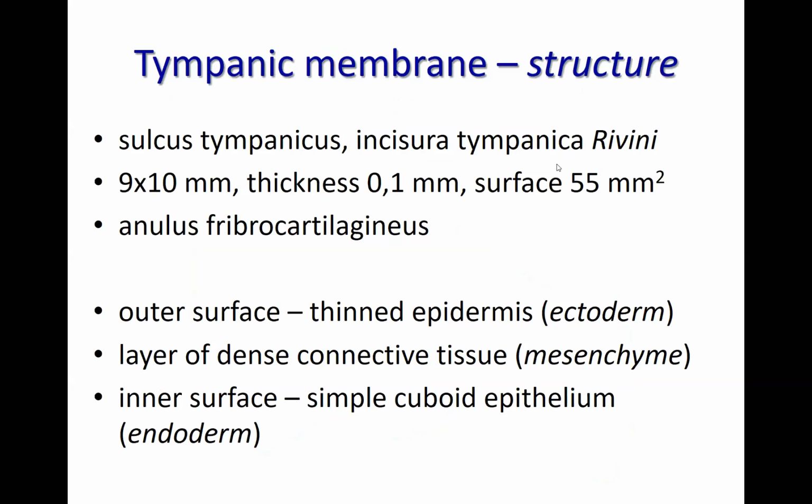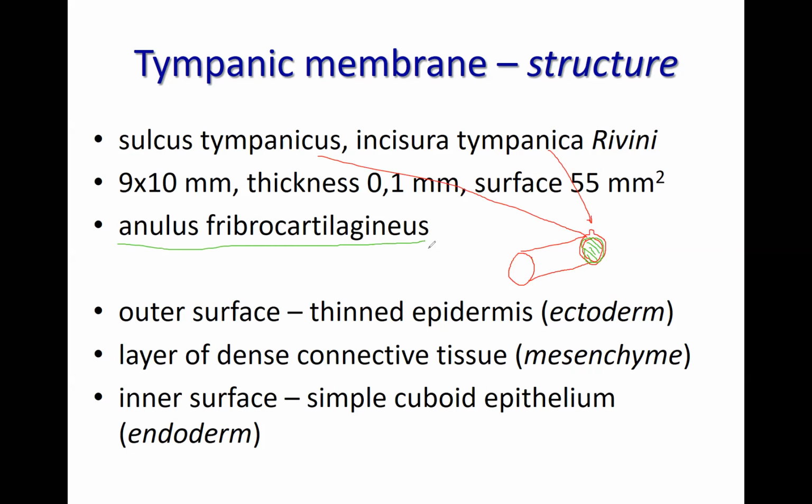Well, the tympanic membrane is located inside a groove, and this groove is in the bone. The groove is called the tympanic groove, or sulcus tympanicus. So it looks like that. This is the notch, and this is the groove, and the membrane is in it. Its margin is thickened within the groove, and this thickening is called the fibrocartilaginous annulus. Of course it's thickened there because it's attached there.